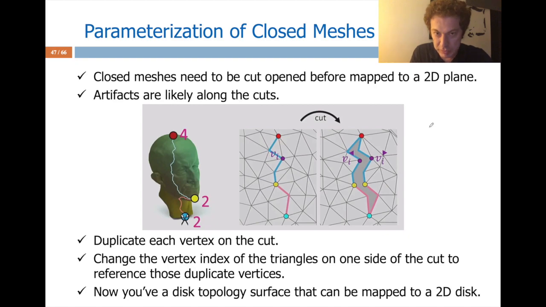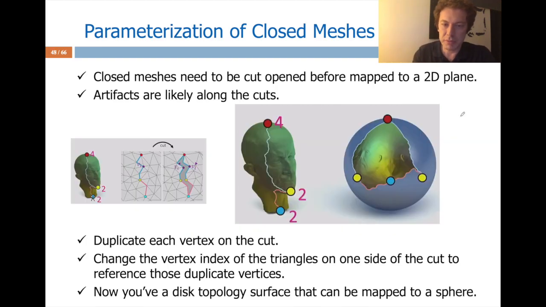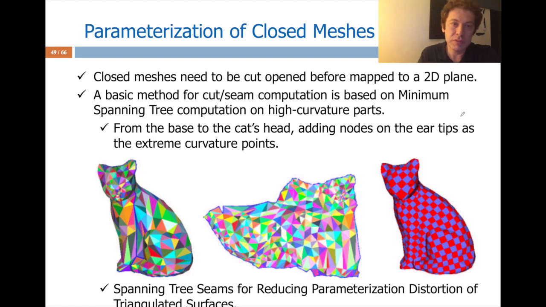So it will be even clearer in this visualization. This is the cut or seam. What I do is I duplicate this vertex, and then I have this topology basically. This is not watertight anymore. If I put water in it, it will leak right from here. So it is, in other words, in this topology. And then I can safely apply my disk parameterization algorithm like the ones I discussed in the beginning of this class.